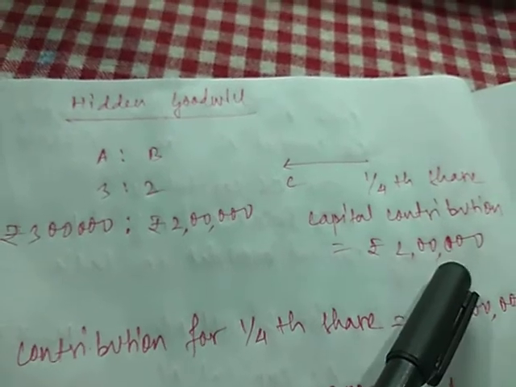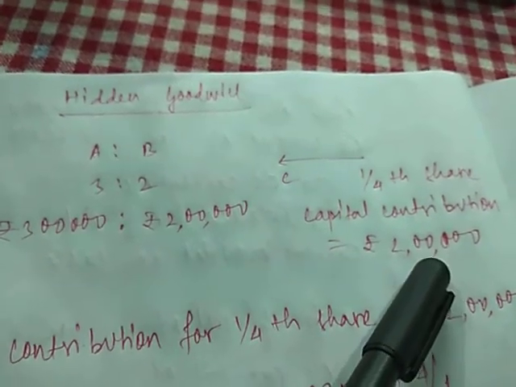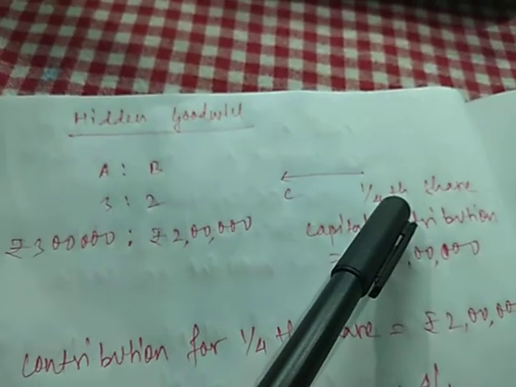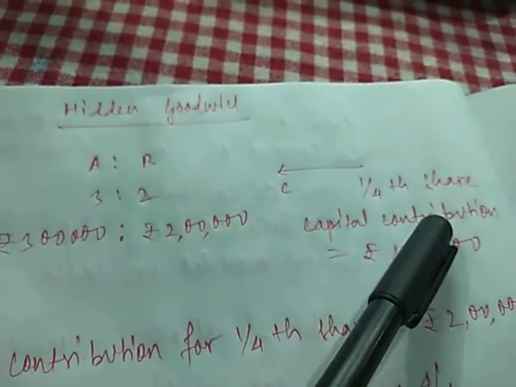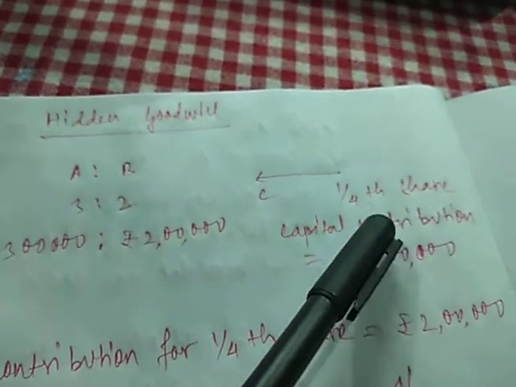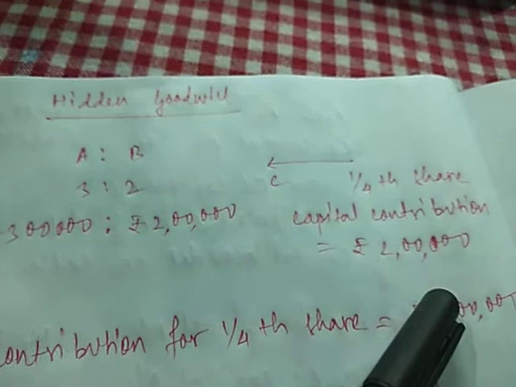The capital contribution by C is 2 lakh. Rupees 2 lakh is the capital contribution of C for 1/4 share, and the question says that C has contributed the necessary amount for goodwill, but what is the amount of goodwill, what is the value of the goodwill of the firm, nothing is mentioned. So this question is of hidden goodwill.